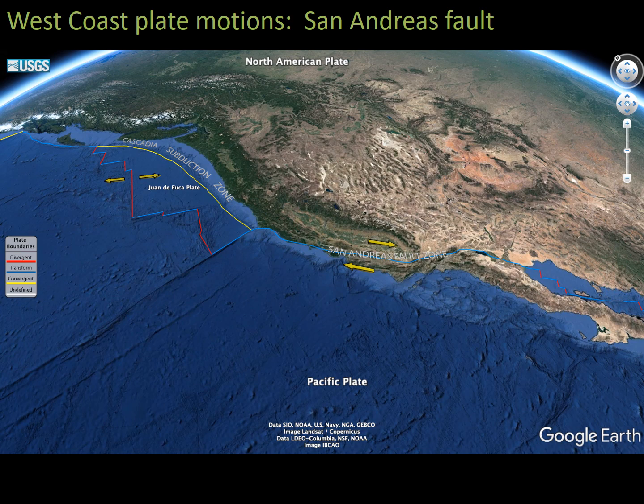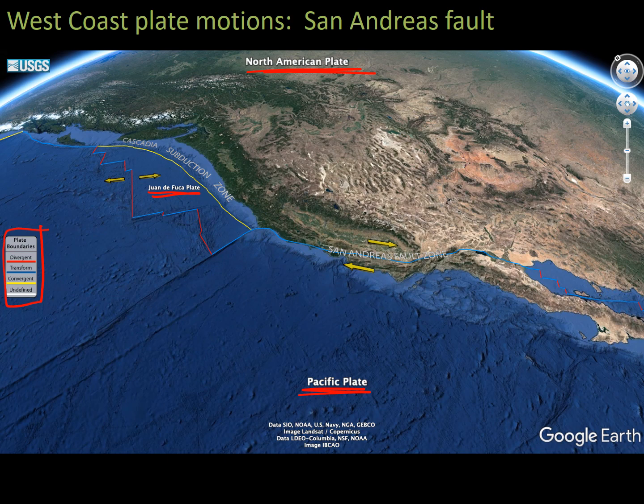We've basically taken the globe and overlaid on it the major plate boundaries, and here's the key. Red represents divergent plate boundaries, blue transform, yellow convergent, and white undefined. So the first set of questions is about the plate boundary in the western U.S. What we have here is the North American plate. On the bottom here is the Pacific plate. We also have this small piece called the Juan de Fuca plate here.